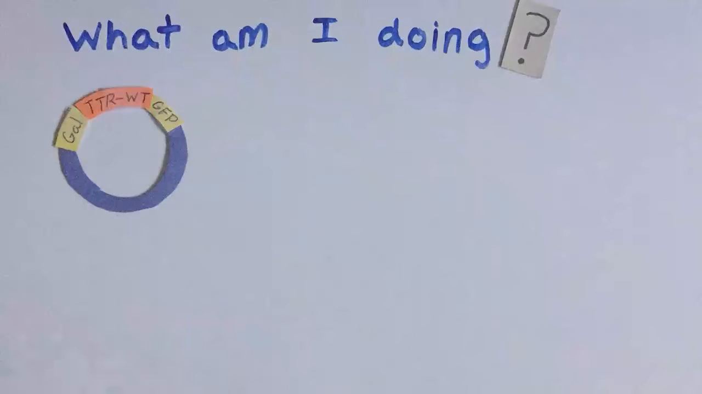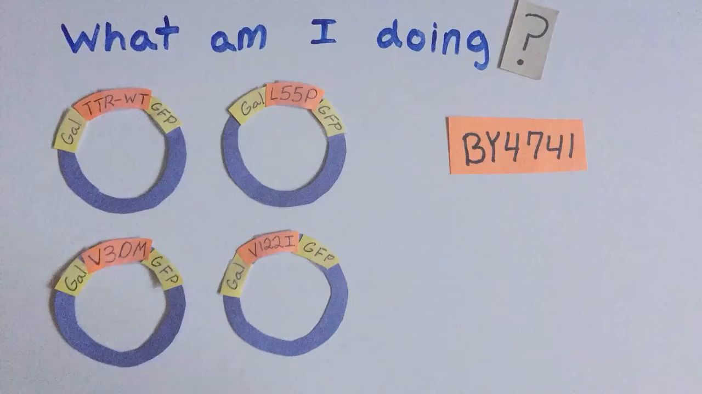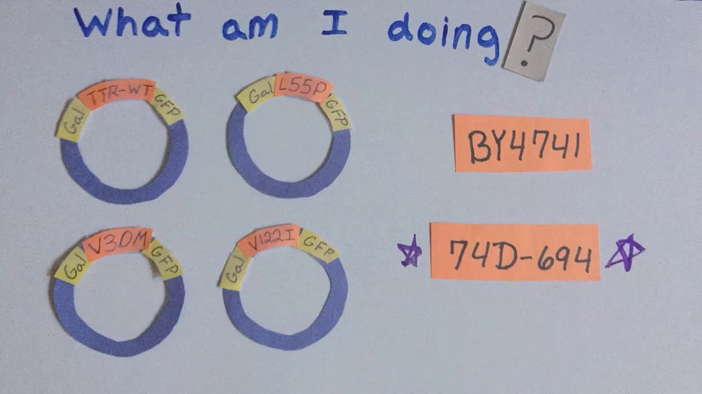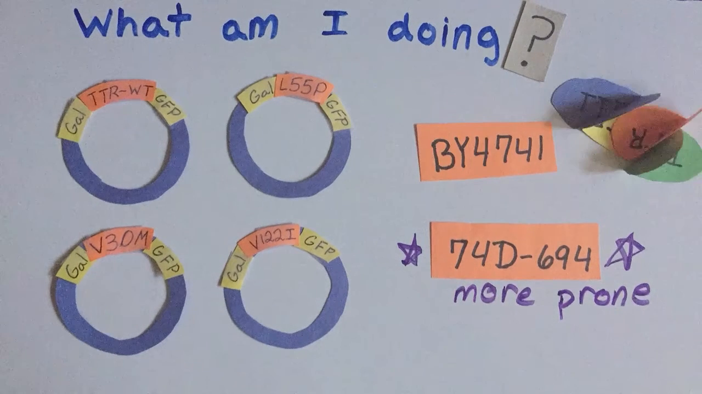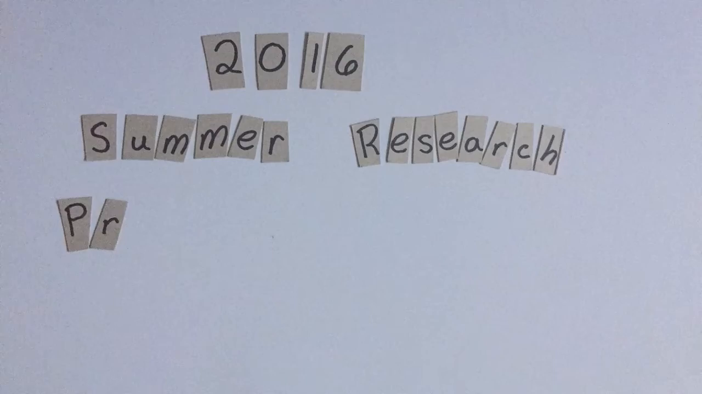After these mutations have been constructed, I will then transform each of the plasmid products into either of the 2 yeast strains, one being more prone to amyloid formation. After this transformation, I will monitor the yeast cells' viability by looking to see if they are surviving, thriving, and multiplying. And that is my 2016 Summer Research Program project.